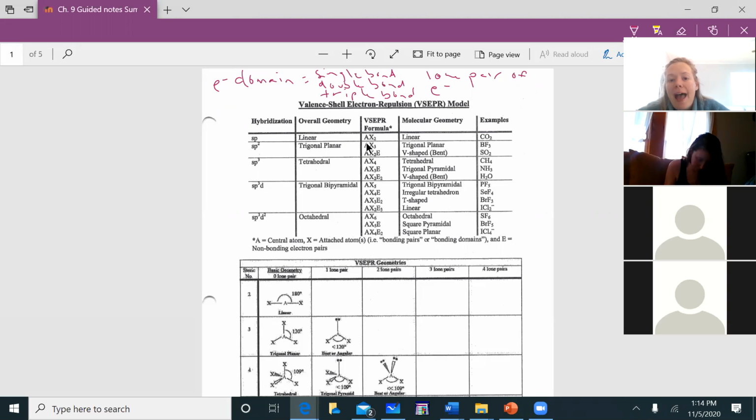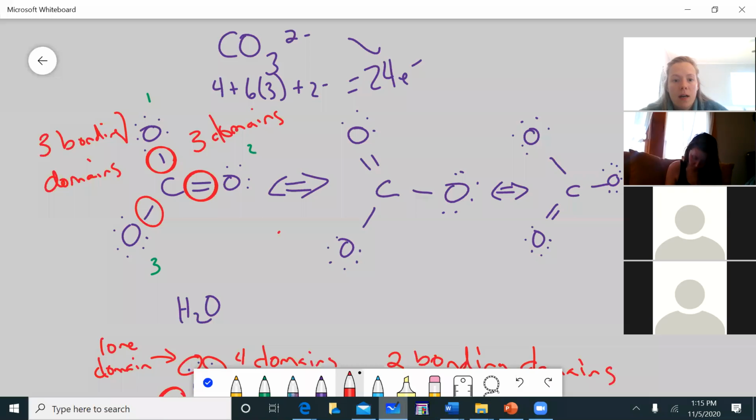Then you're going to write the letter X. And X is specifically talking about bonding domains. So you'll put a little subscript to tell yourself how many bonding domains you have. If you have any lone pairs on the central atom, those lone pairs will be denoted with an E. And again, you put a subscript to tell the reader how many of these lone pair sets you have.